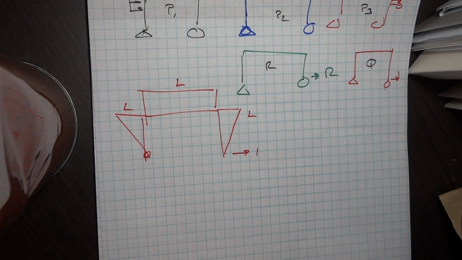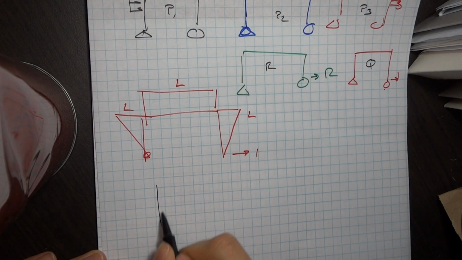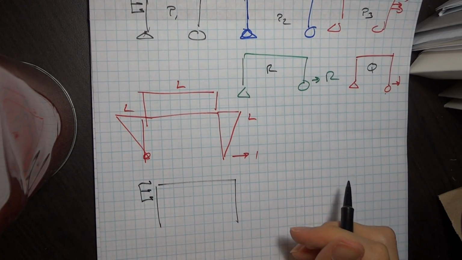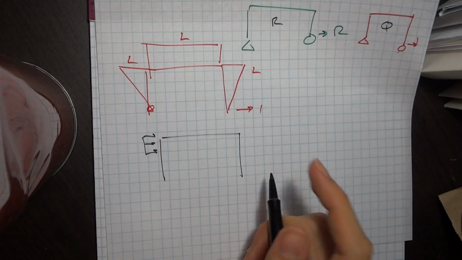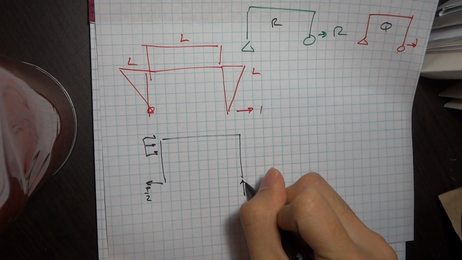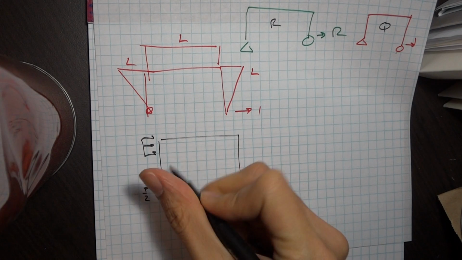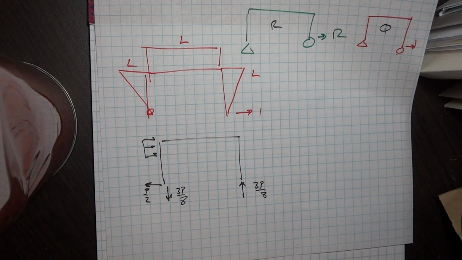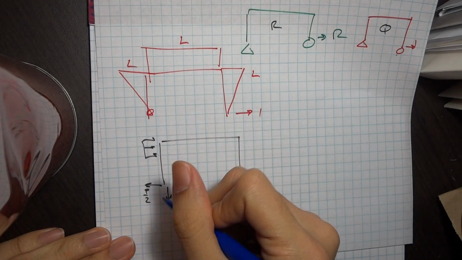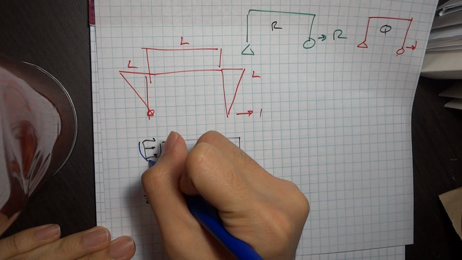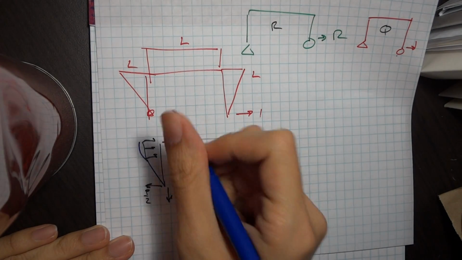Let's look at our P1 system. Our P1 system was this. If we find the reactions first, we'll find that the reaction this way is P on 2. The reaction this way is 3P on 8. The reaction downwards here is 3P on 8. My moment diagram for this is going to look something like this: this part is going to be parabolic. It's going to be linear here.